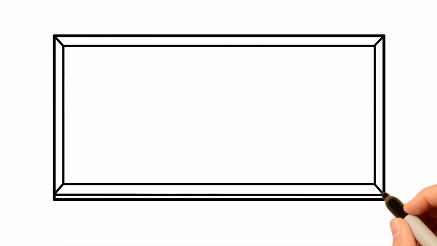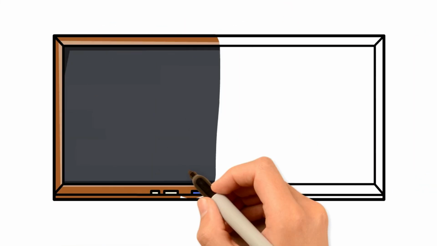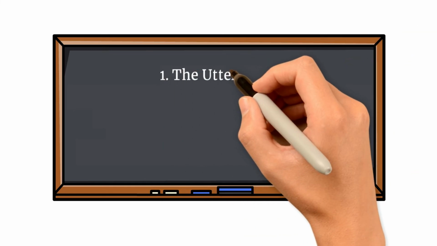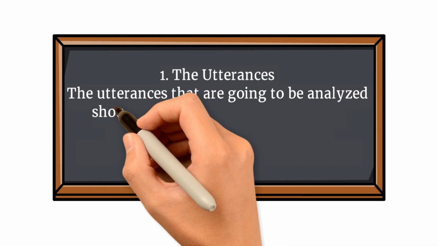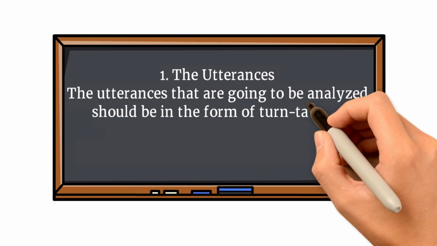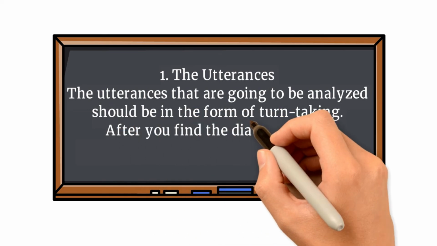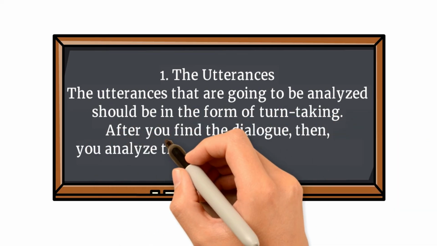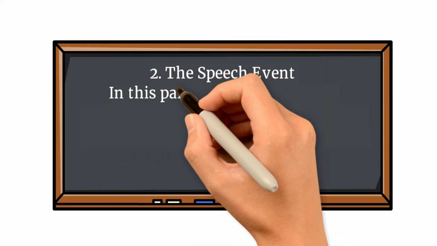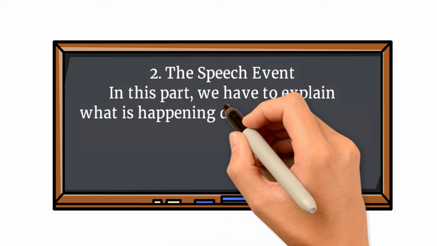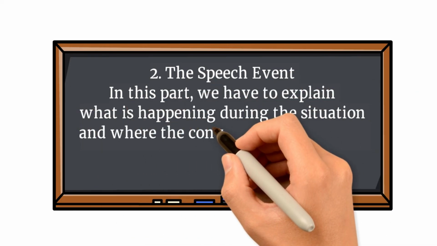There are three components that we can apply in analyzing a real conversation. First is the utterances. The utterances that are going to be analyzed should be in the form of turn-taking. After you find the dialogue, then you analyze the second speaker's response. Second is the speech event. In this part, we have to explain what is happening during the situation and where the conversation takes place.